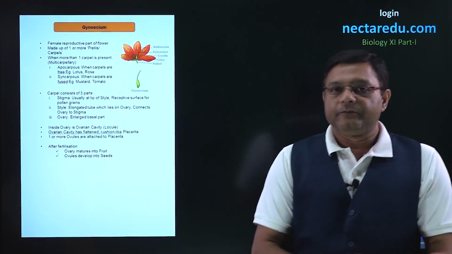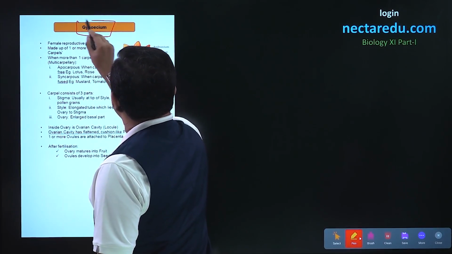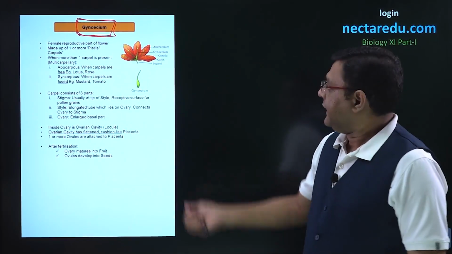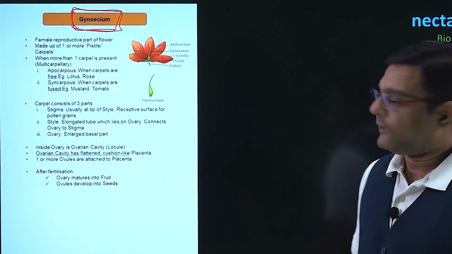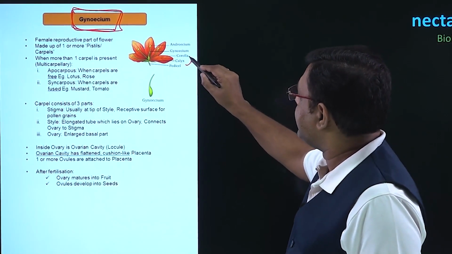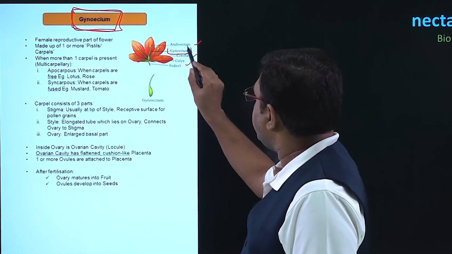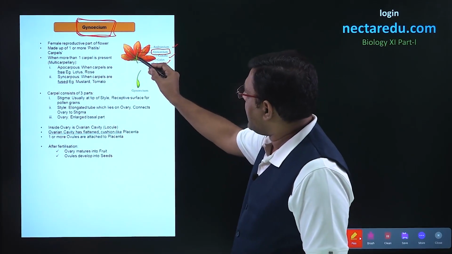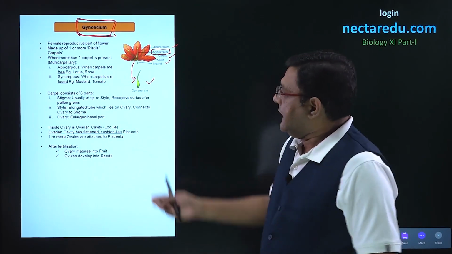In this particular video, we will look into the details of the female reproductive part of the flower, and that is the gynoecium. In this particular diagram, all the four whorls are present here. There is calyx, there is corolla, there is androecium, and we will look into the details of gynoecium. So this is the isolated gynoecium that is being shown over here.